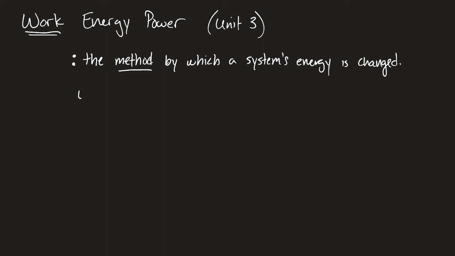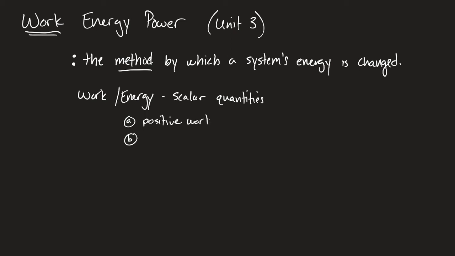Now, to that end, work and energy. I've not defined energy, and it'll take some time before I can define it fully, but work and energy are scalar quantities. They do not have direction. An object has energy. Something can do work, but there's no direction here, which means our definitions of positive and negative go back to their old definitions. So because there's no direction, if you do positive work, you increase the energy of a system. And if you do negative work, you decrease the energy of the system.